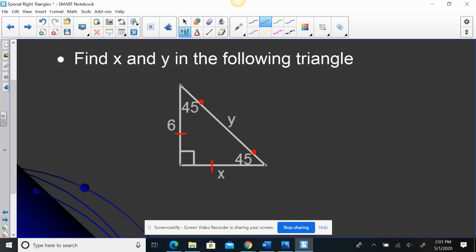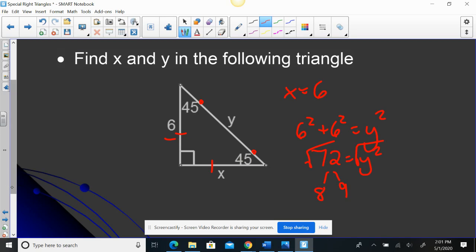So these two sides are equal. So since this is 6, x is 6. And then I can say 6 squared plus 6 squared equals y squared. 36 plus 36 gives me 72. Take the square root. So I might want to use 8 and 9.